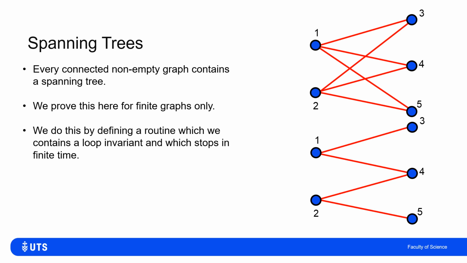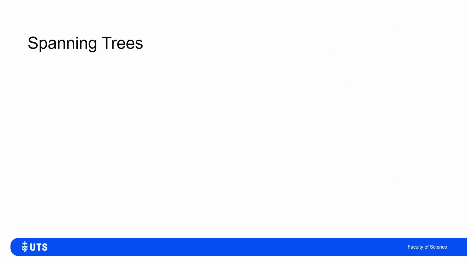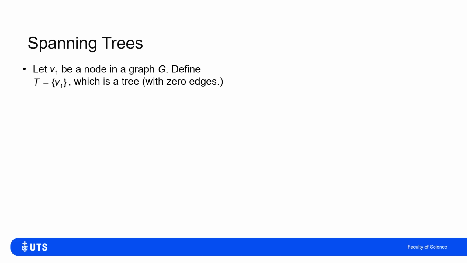Now, we can prove that we can always find a spanning tree in any non-empty connected graph by defining a routine, and we show that that's loop invariant and it stops in finite time. So this is a nice refresher of some of the stuff we did on loop invariance and correctness of code. Our routine for constructing a spanning tree within a graph is as follows.